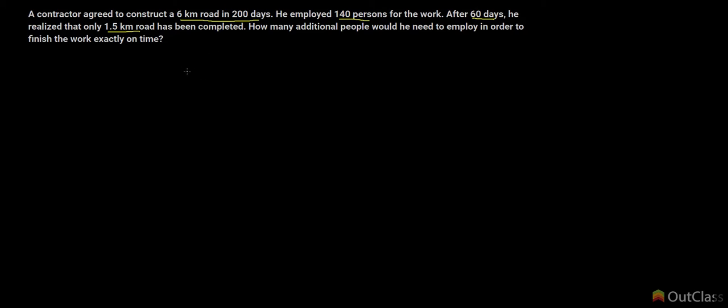You have done 1.5 in 60 days. If you are to continue at this rate, the remaining 4.5 would require 180 days. But you don't have 180 days. You want to do it in 140 more days, because you already used up 60 of the available 200 days. You can't take 180 days, you want to do it in 140 instead. That is a change in the ratio 9:7.